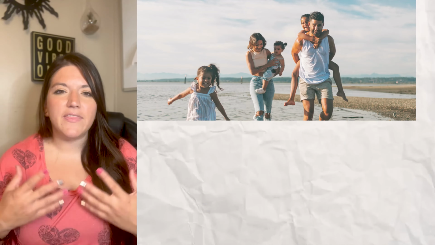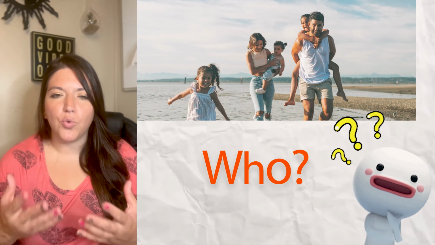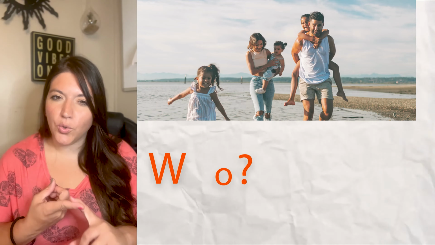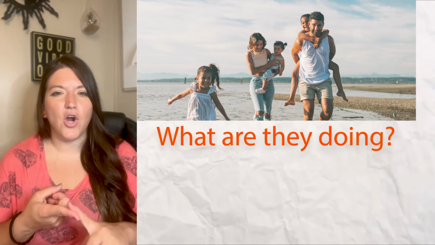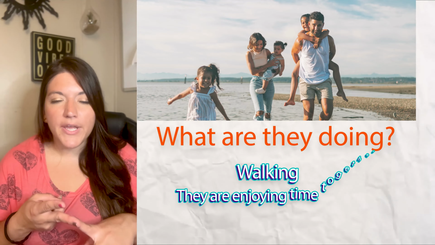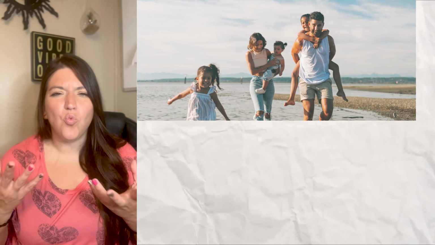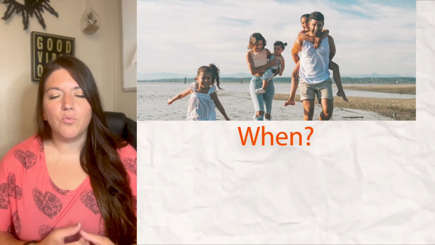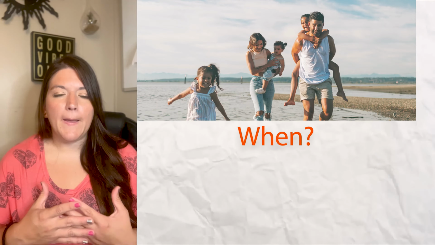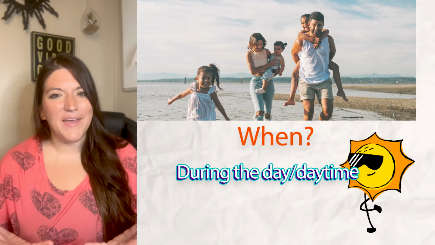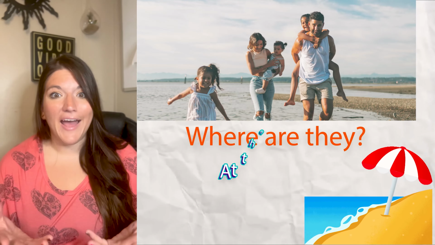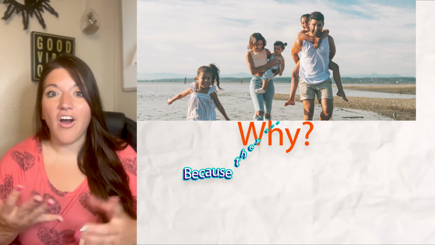All right, so let's try that with this picture. Look at the picture and think about who we are talking about. Who? Well, looks like a family, right? Okay, so what are they doing? You could say they are walking or they are enjoying their time together. Okay, now when? Well, we don't have a lot of details for this, but we can see that it's sunny outside, right? So it's daytime. Okay, where are they? They are at the beach. Why? They are on vacation.